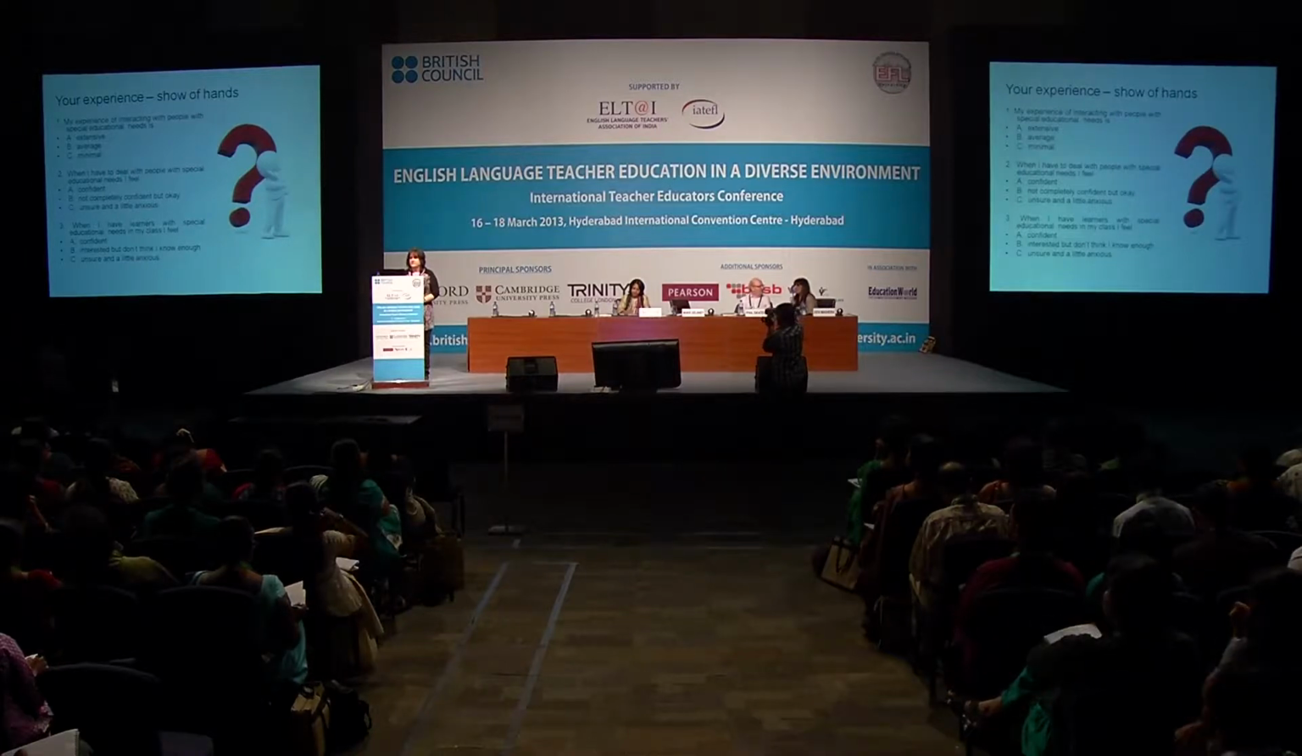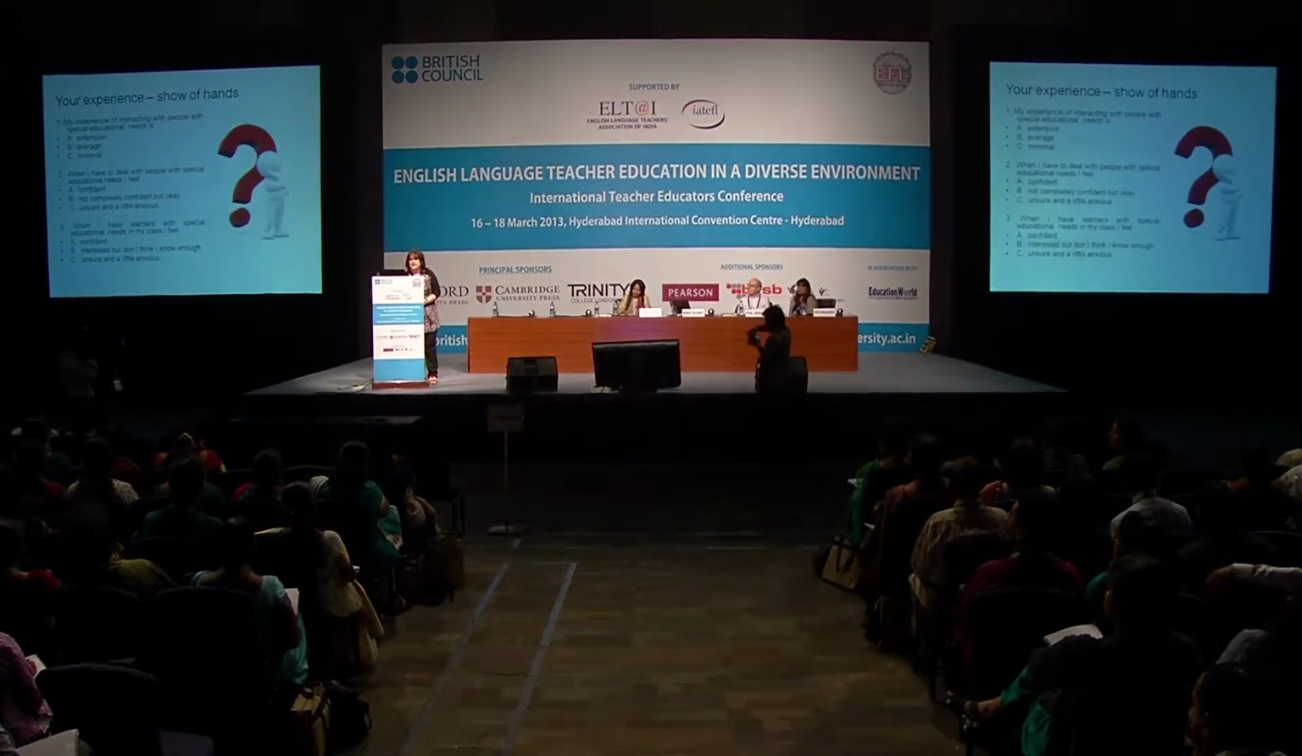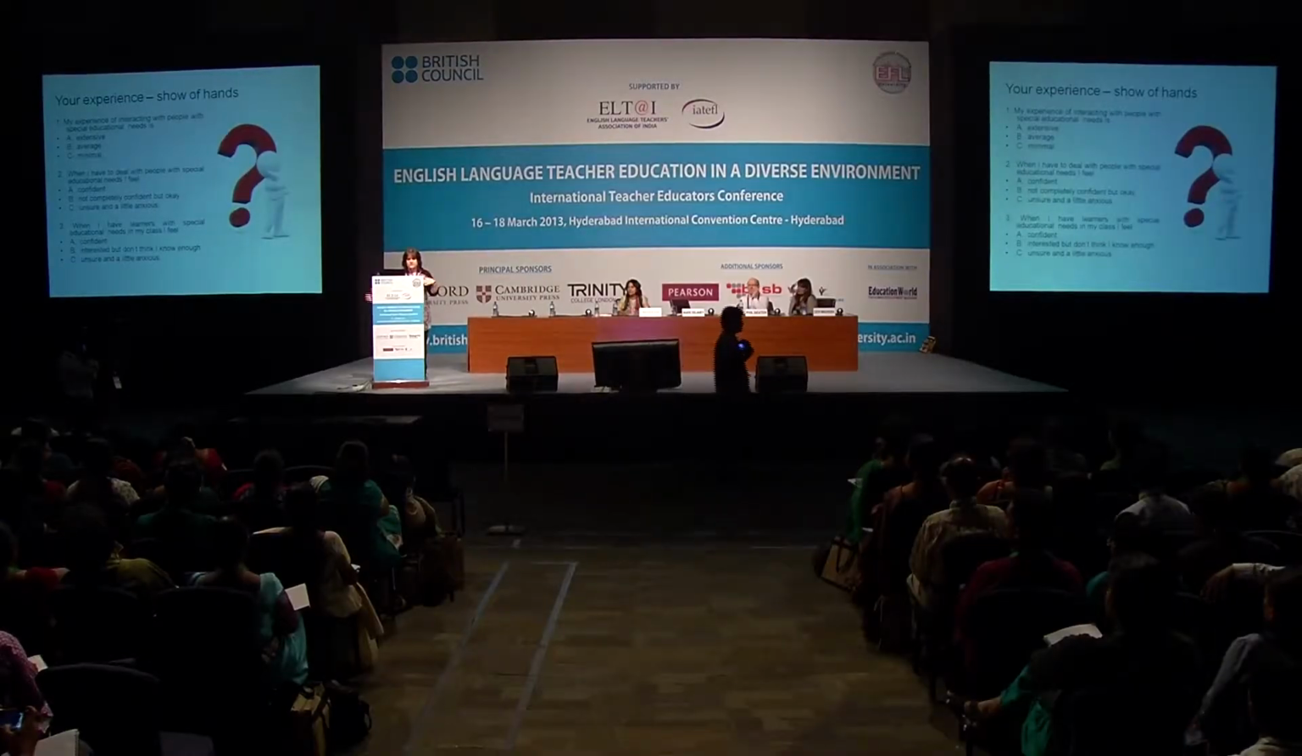to actually deal with these children. So I thought we'd start with a little survey of everyone in the room. Hopefully you can see these questions. I'll just read it out, and then I'm going to ask you to have a show of hands, just from your own experience. The first one says, my experience of interacting with people with special educational needs is A, extensive, B, average, C, minimal. So that's people in general, not students in your classes, but just in your everyday life.